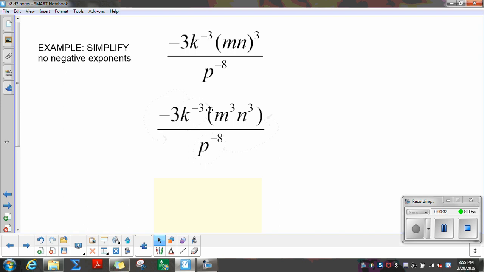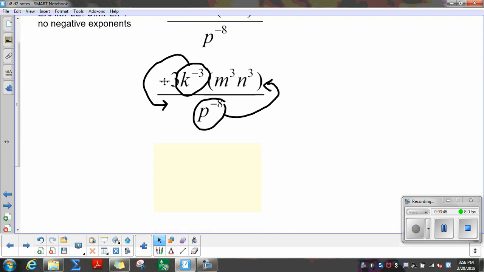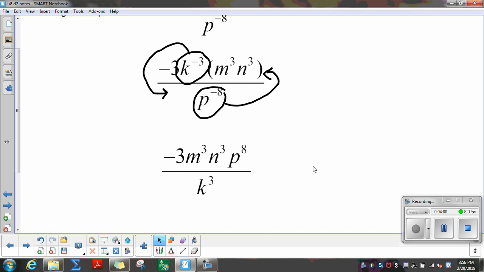So, the k has a negative exponent, the p has a negative exponent. So that's 2 warning lights telling you they're in the wrong place. So the k actually belongs in the denominator, and the p actually belongs in the numerator. So when I rewrite this, the negative 3, the m, and the n all stay in the numerator. And now we're going to put the p there and make it positive. The k is going to move to the denominator by itself, and it's going to be made a positive exponent as well. And that's as far as I can go because I don't have any same bases to add or subtract exponents with.